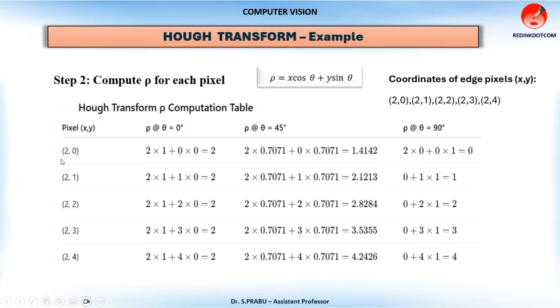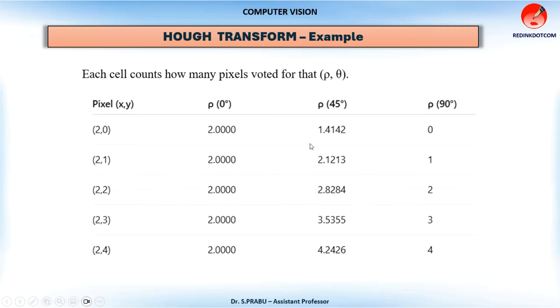So you can apply the first pixel for 0 degrees and get this value, for 45 degrees you get this value, and for 90 degrees you get this value. In this way you can identify all the values for different thetas. In the next slide I will show the values calculated for different thetas.